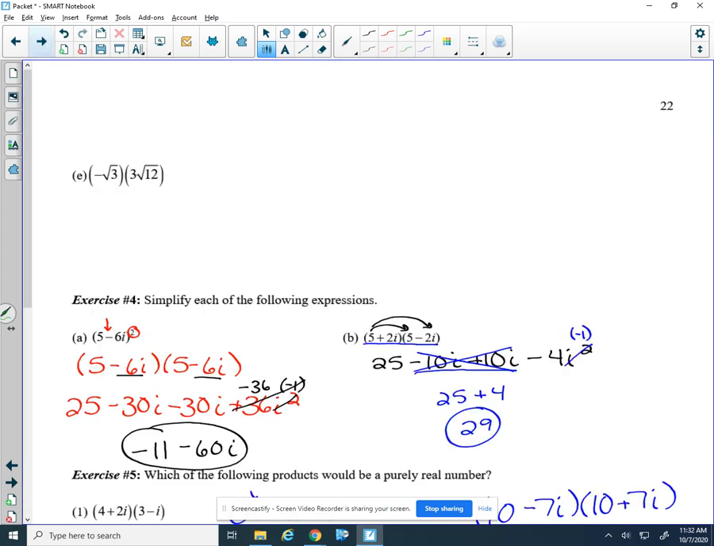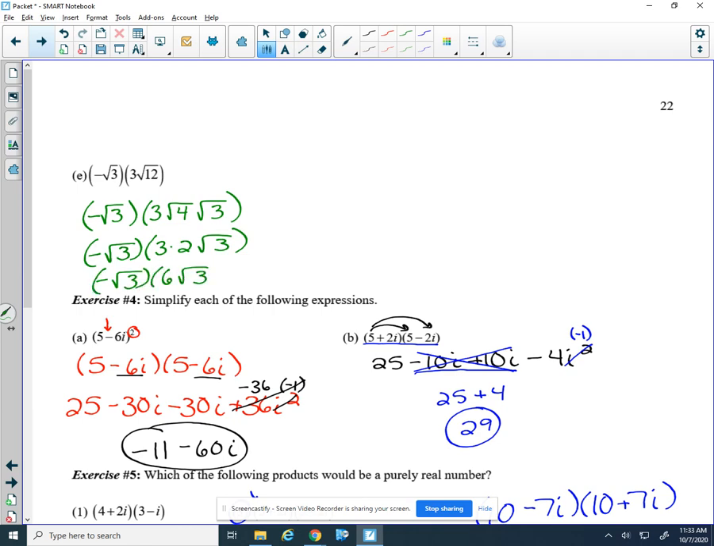This one actually doesn't have any imaginary numbers in it, so it's just regular radicals. So there's a couple ways I can go about this. I'm actually going to simplify the square root of 12 first. It's going to take a little longer, but I'm just showing you that you can simplify the radicals first. So this is negative radical 3 times 2 times radical 3. So here I get negative radical 3 times 6 radical 3.